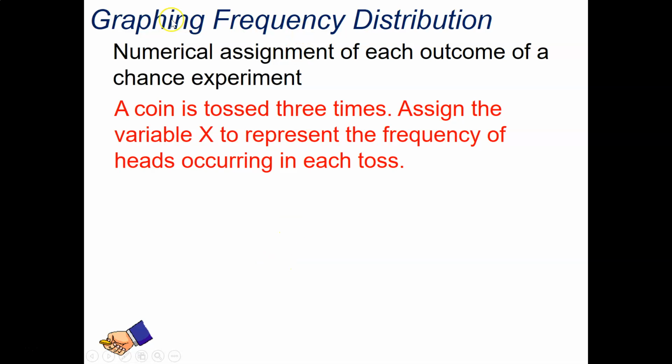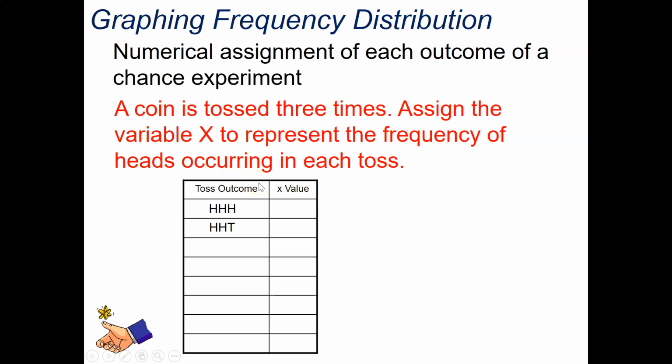Okay, so next we'll get into how to represent your data, how to graph your data. And so what we're going to do is look at if a coin is tossed 3 times, we're going to assign the variable x to represent the frequency of heads occurring each toss. So notice these are the different outcomes you can have if you toss a coin 3 times. Those are all the different outcomes that could happen. X is the number of times that we get heads. So if you go through there, that is how many times you get heads for each one of those outcomes.